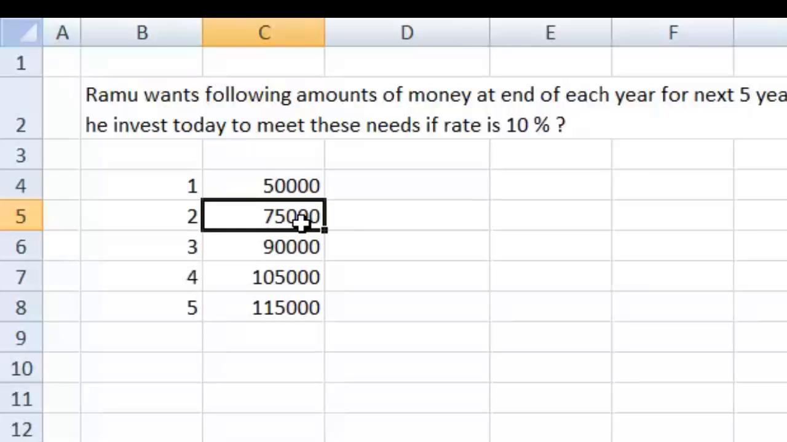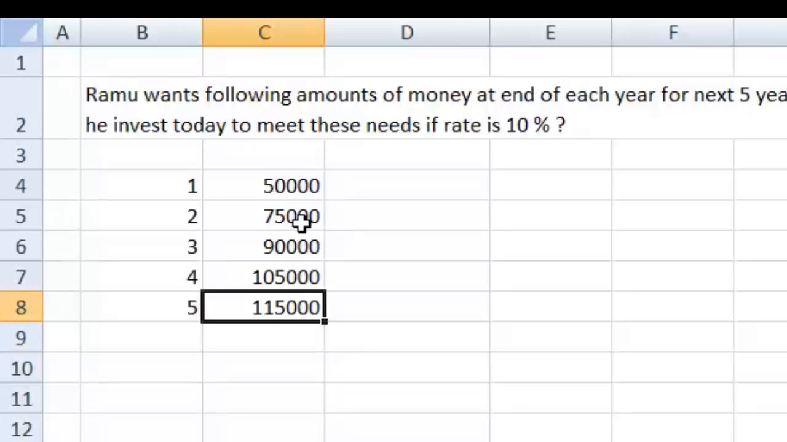At the end of year three, 90,000. At the end of year four, 1,05,000, and at the end of year five, 1,15,000. Now the question arises: Ramu wants to know how much should he invest today as a lump sum so that he can get these amounts when he requires them.